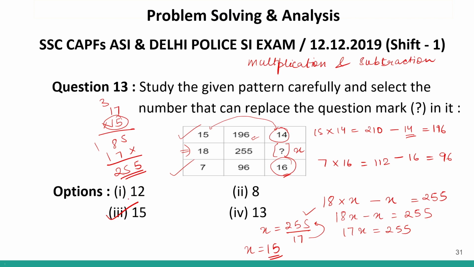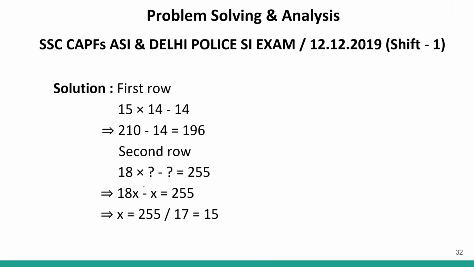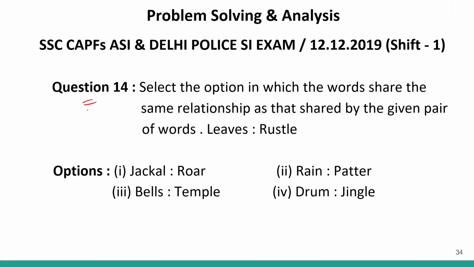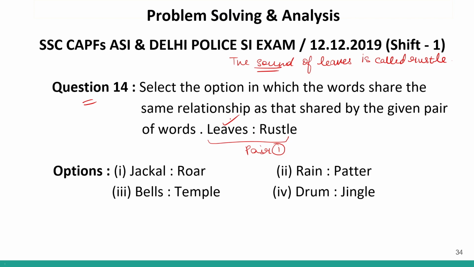Now, here you can see first row, second row, and third row. Question number 4. We have to select the option in which the words share the same relationship as in this pair. So this is your pair number 1. So I can see that the sound of leaves is called rustle. This is the relationship that we have to find: the sound of the first element. The sound of leaf is called rustle.